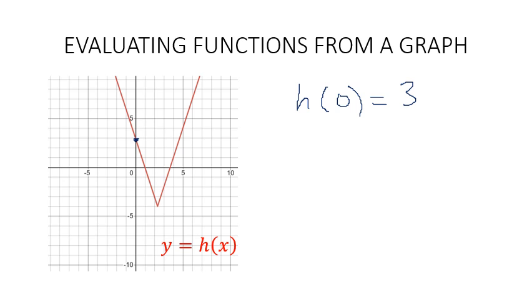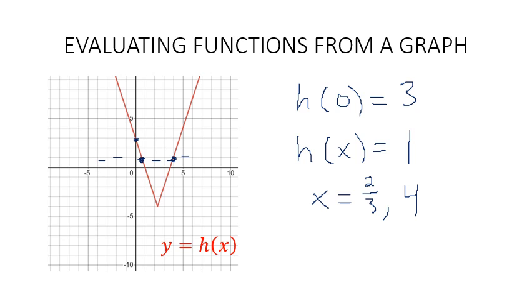We can also ask what is x when y is equal to 1? For this, there's two solutions because the line y is equal to 1 passes through the graph in two places. One of those places is not very easy to see, but it is at 2/3, 2 over 3. That's one of the solutions to h of x is equal to 1. The other solution is at x is equal to 4.